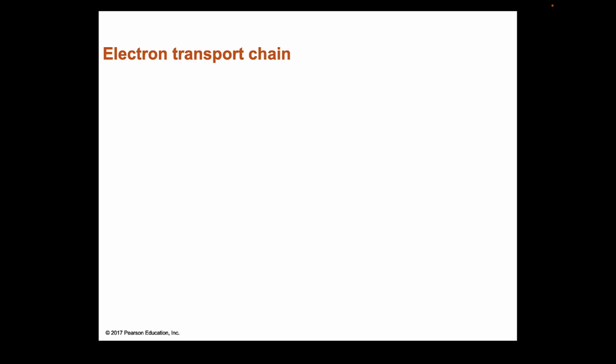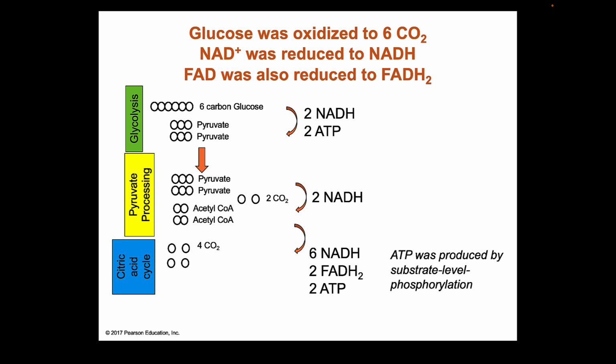So in this last video, we're going to be talking about the electron transport chain. Let's start by reviewing what's happened already. We've taken a 6-carbon glucose and turned that into 2 pyruvate. We've then converted the 2 pyruvate into 2 acetyl-CoAs. And then finally, in the citric acid cycle, we converted the acetyl-CoA into 4 molecules of carbon dioxide. We also lost 2 molecules of carbon dioxide during the pyruvate processing. So this is where all the carbons went.